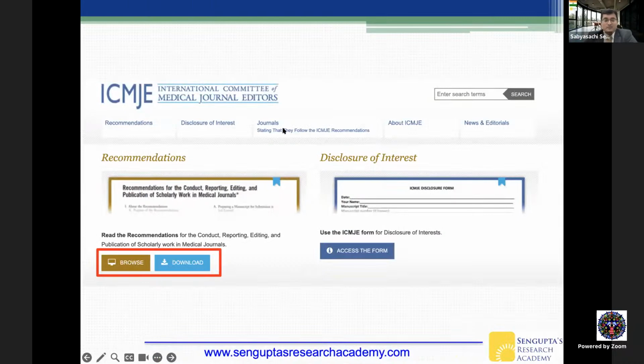This is another website which will give you all this information. It's called the International Committee of Medical Journal Editors, the ICMJE. Most editors of medical journals keep visiting this website, and I have subscribed to its newsletter every week. Generally, I get something interesting from this body. This reads the recommendations for the conduct, reporting, editing, and publication of scholarly work. Most journals' instructions to authors come from this body. It also gives information on how to write papers. So you can take a look at this as well.